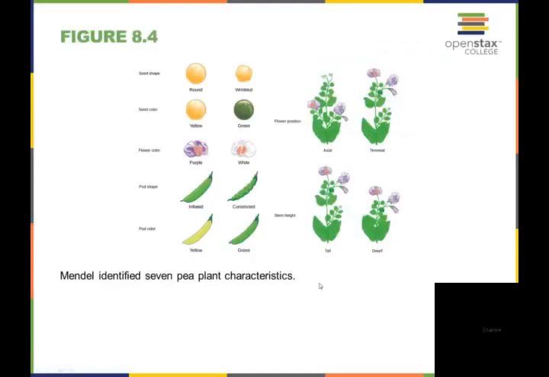When he studied the pea plants, there were 7 characteristics that he used in studying them. He looked at their seed shape: were they round or wrinkled? The seed color: yellow or green? The flower color: purple or white? The pod shape: inflated or constricted? The pod color: yellow or green? The stem height: tall or dwarf? And the flower position: axial or terminal.